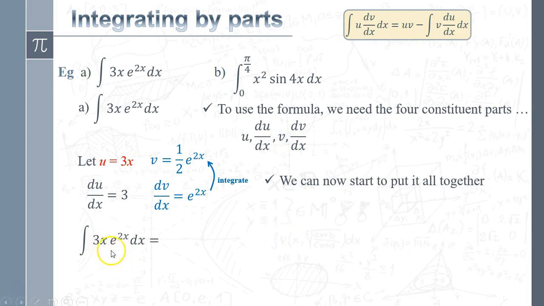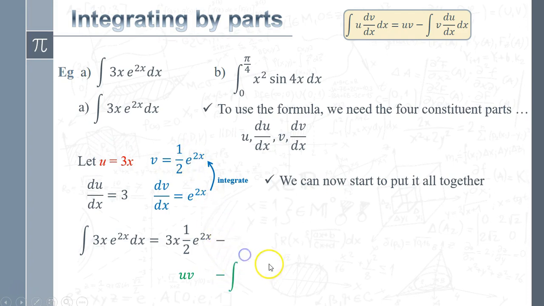Now, these 2 bits here we already chose. So that bit there, the 3x, that's my u. The e to the 2x, that's the dv dx. So that's our subject of our formula, if you will, up there. So that's those bits. So we need u times v, which is 3x. There's our u. There's our v, half e to the 2x.